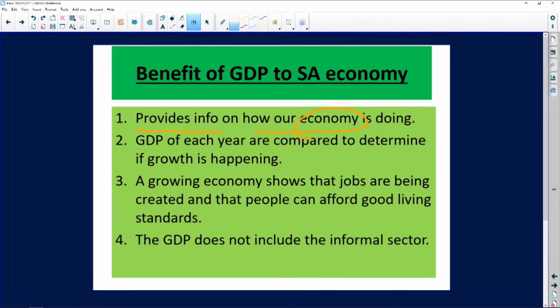All right, point number 3. A growing economy shows that jobs are being created. People can afford a lot more. The GDP does not include the informal sector. Now, informal sector are those sectors where people basically sell and buy and cash is exchanged, but there's no paper trail. It's your people that sell souvenirs on the street. They don't have receipt books or invoices or so. So it's very difficult to determine the value of those sales and contribute it to the GDP. So the GDP only explains the buying or selling of products in our country that is recorded or formal.